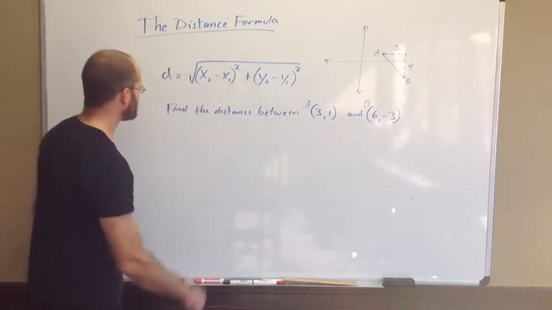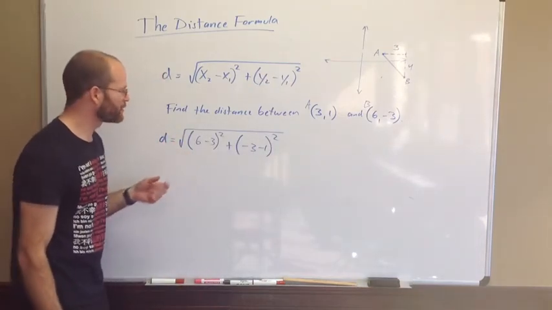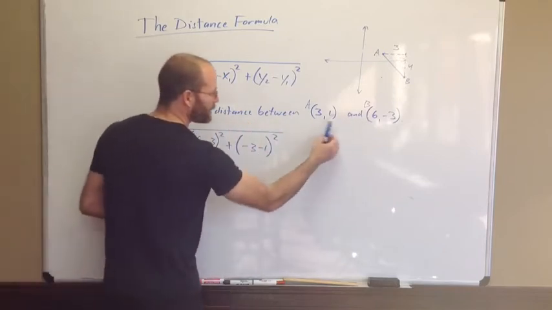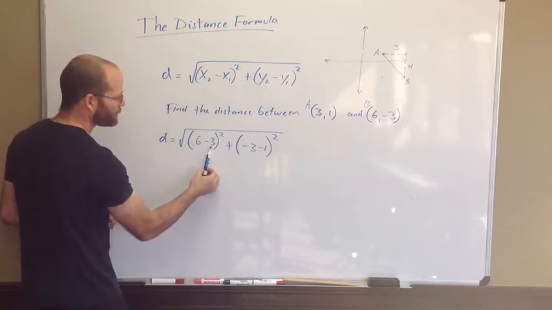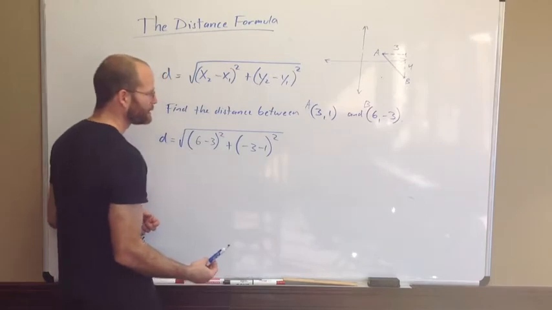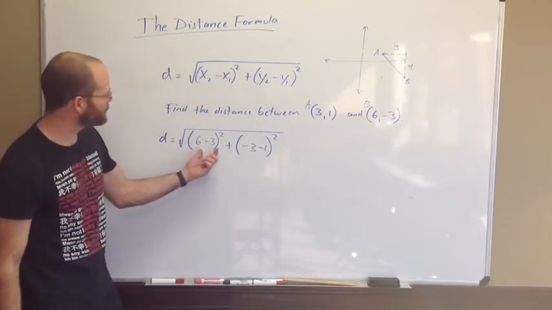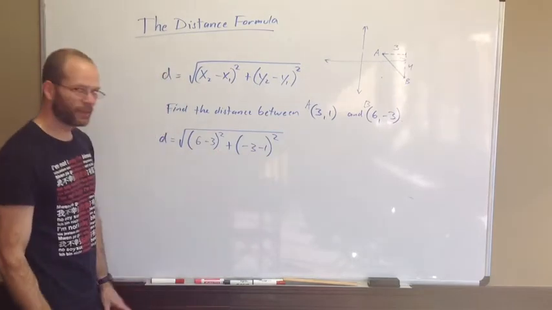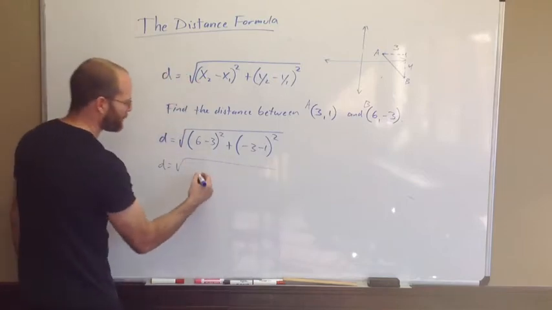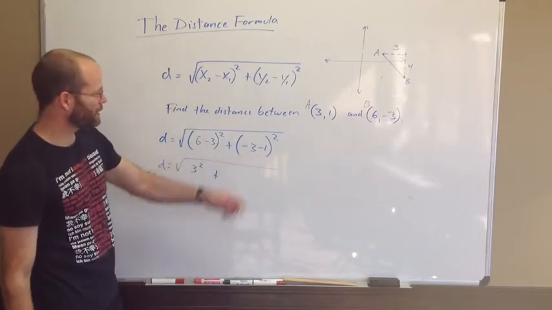Let's plug the values in and see what we get. I've written the values into the distance formula. You can see I've put in the 6 for x2, and I've put in the 3 for x1. And then over here, the y values, I've put in the negative 3. Watch that minus sign. And then minus positive 1. So here we have the difference between the x values and the difference between the y values. We need to simplify it a little bit. 6 minus 3 is 3, and negative 3 minus 1 is negative 4.